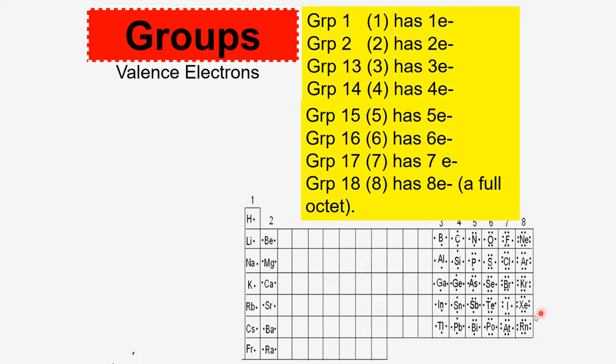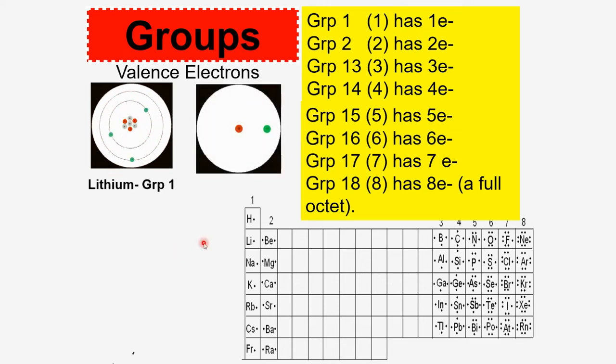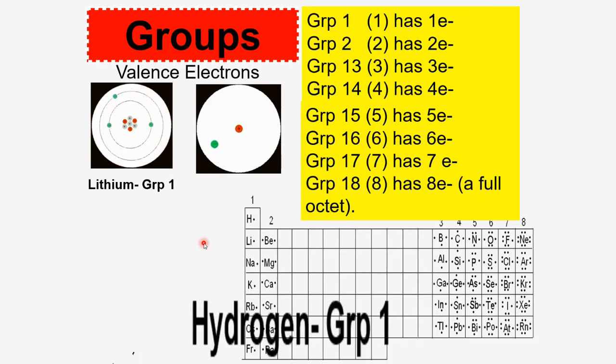Okay, and here are the Lewis dot structures. And if you were in class, we did something with these. Just shows the valence electrons. Remember, valence electrons are outside electrons. So this one would be lithium. It's in group 1. It has 3 protons, so we know it's lithium. Here's another one. What element do you think that is? It has 1 proton. It's going to be hydrogen.